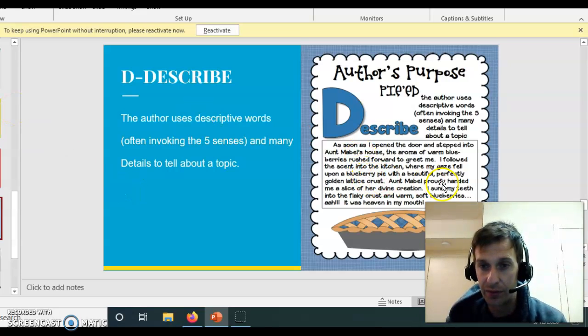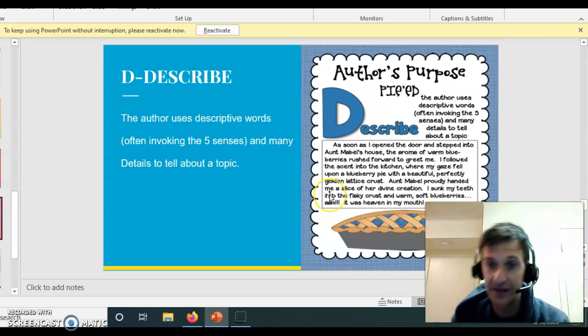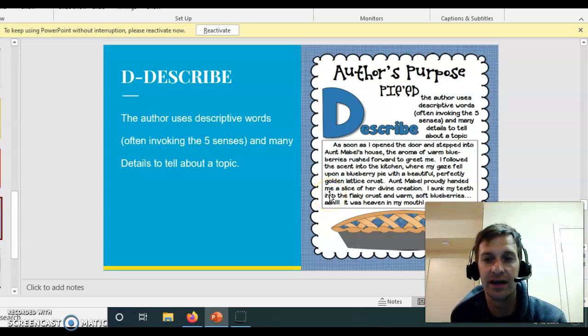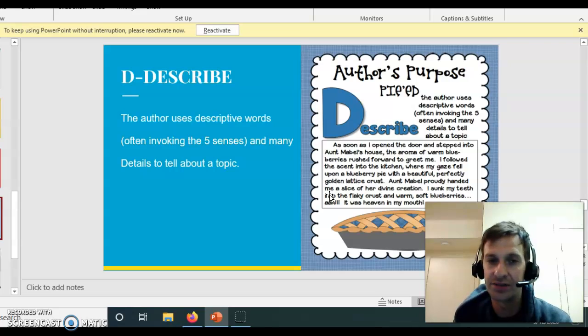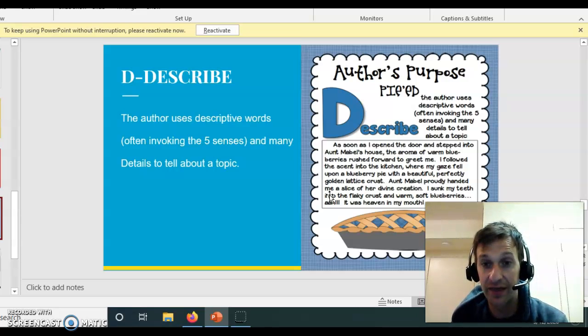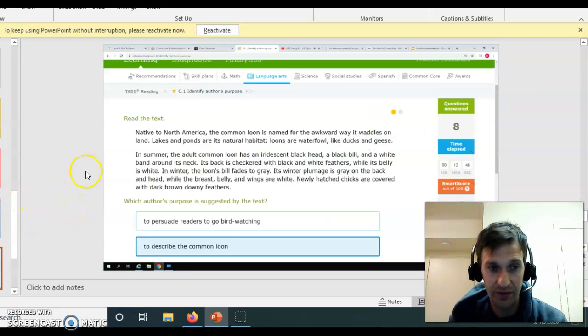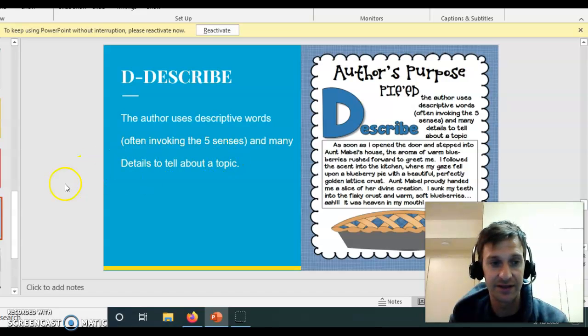Aunt Mabel proudly handed me a slice of her divine creation. I sunk my teeth into it, so now we get the taste of the pie. Alright, you see how it's evoking the five senses, it's making you think about these things. This is when it describes. Describe is probably the hardest because you want to put it in another category, but make sure you're thinking about your adjectives, your feeling words, the things that make you think about specifically what is being talked about. So when the author is writing about it, we're thinking about those five senses.